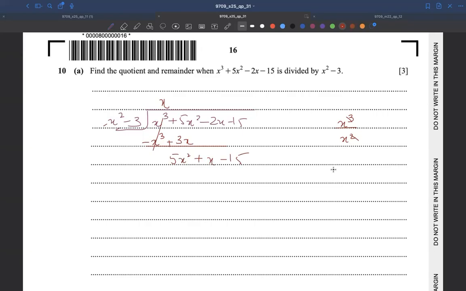Then we divide 5x squared by x squared. So we'll get 5x squared upon x squared. This cancels out. We get plus 5. So 5 into x squared would be 5x squared minus 15. Changing the signs over here, we get minus and plus. This cancels, this also cancels, so we get x. Now, as this has a lower power than x squared, we'll stop over here and the remainder would be equal to x. And the quotient would be x plus 5.